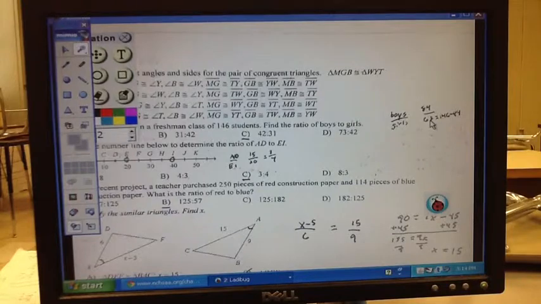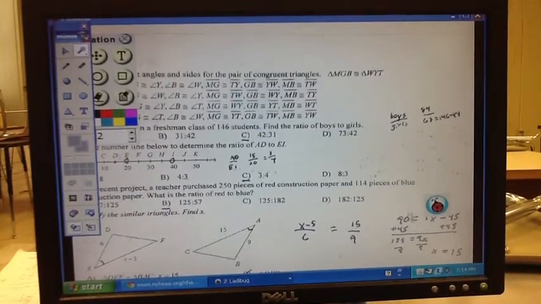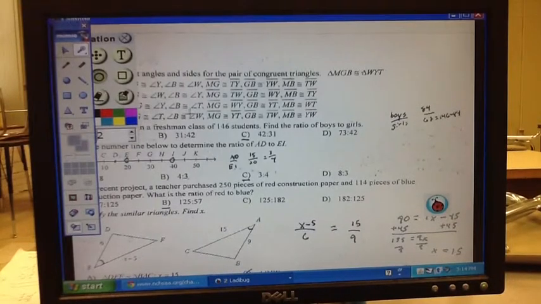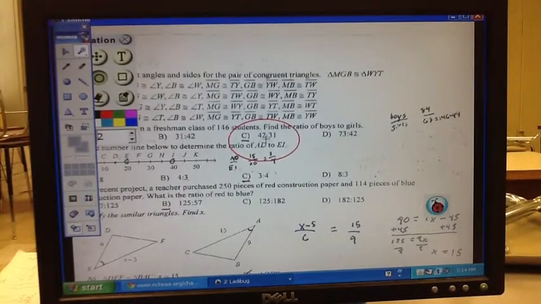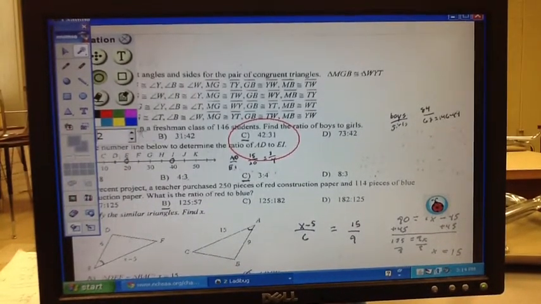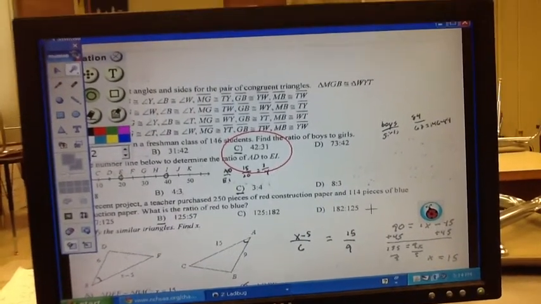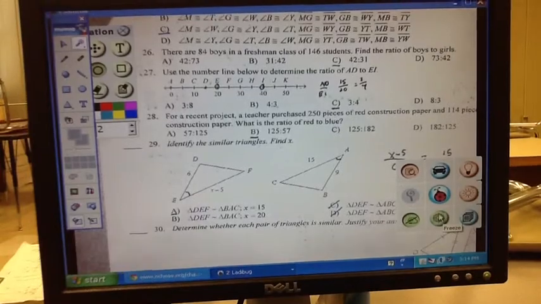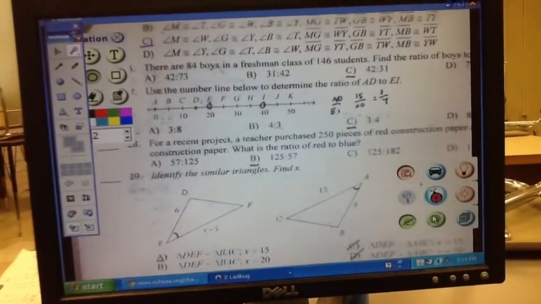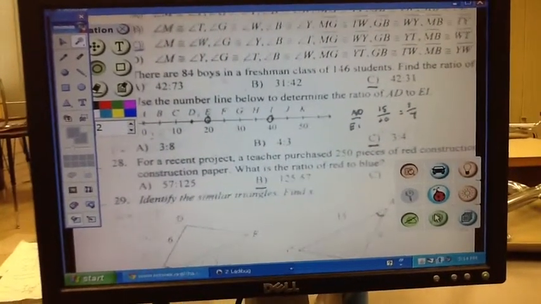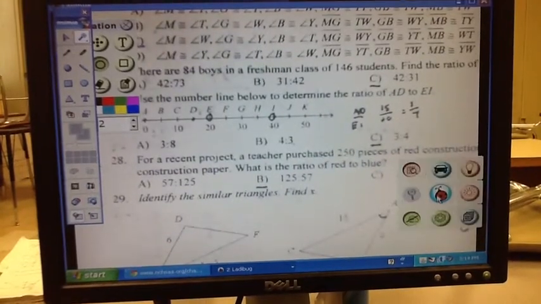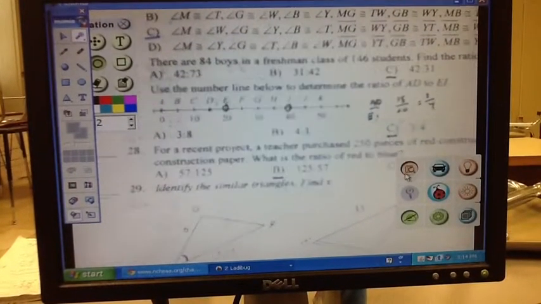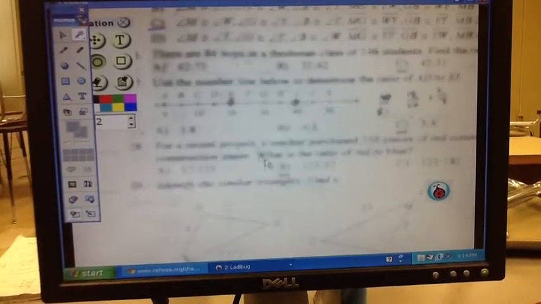84 divided by 62. Put that in your calculator. Reduces down, ends up being that C answer there, 42 over 31. All right. Looking at the next question. See if we can make it a little bigger. Awesome. Alright, next question after it gets unblurry.